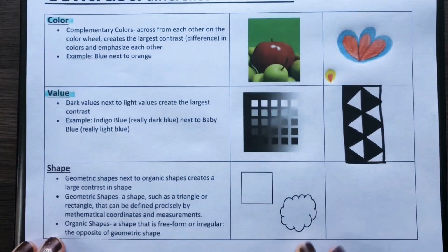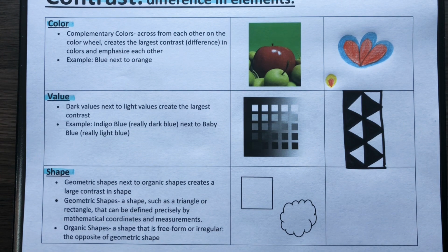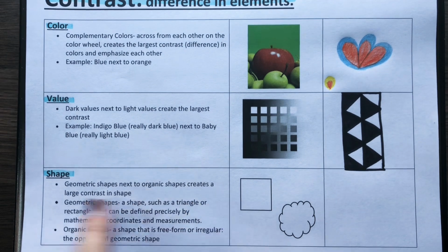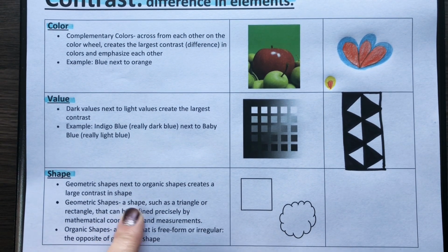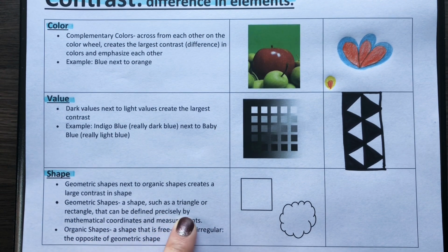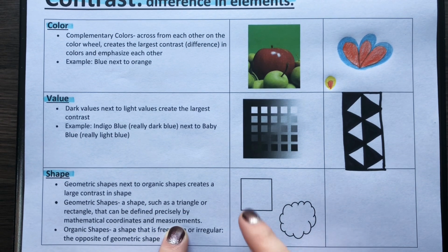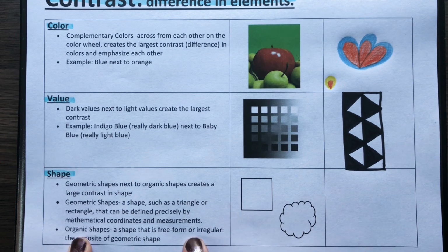So this last one that we're going to look at is shape. For shape, geometric shapes next to organic shapes create a large contrast in shape. Geometric shapes, such as a triangle or a rectangle, can be defined precisely by mathematical coordinates and measurements. So think about it this way: if it's man-made, if you can use math to figure out what it looks like, then it's geometric, okay?